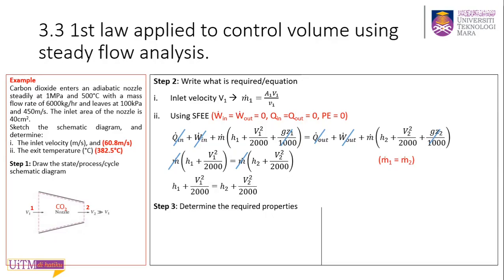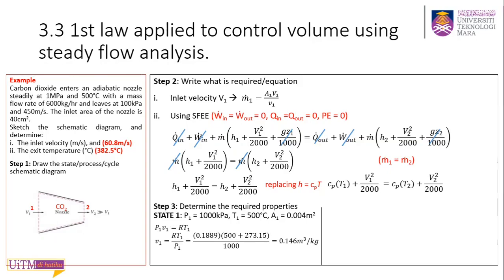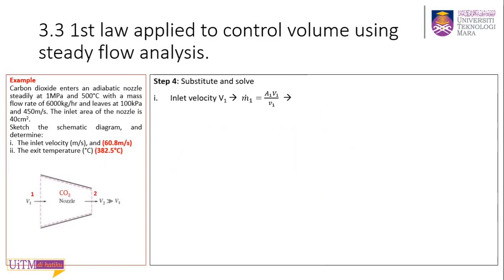Now, since the substance is a gas, we must replace h with CpT, and using this equation now, we can find the exit temperature at state 2. For step 3, determine the required properties. Since the substance is a gas, remember to use the correct gas law equations for state 1 and state 2. For step 4, substitute and solve for the question.